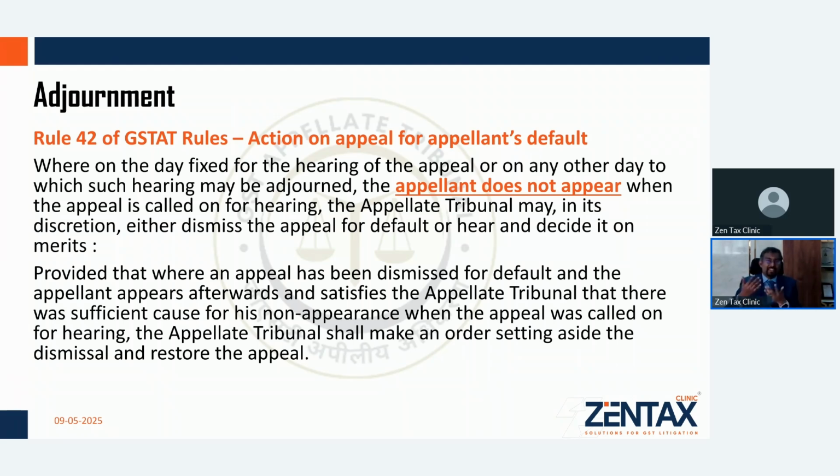Or they could listen on the merits of the case, and once they have heard on the merits of the case, then the decision has to be based on the merits and not just because the appellant did not come, right? Where the case was dismissed for the default of the appellant to appear, and at a later point in time the appellant comes forward and says, for these and these reasons I could not appear on that set date, then the appeal could even be restored once again. For restoration of appeal as well, there would be an additional fee to the extent of rupees 5,000.